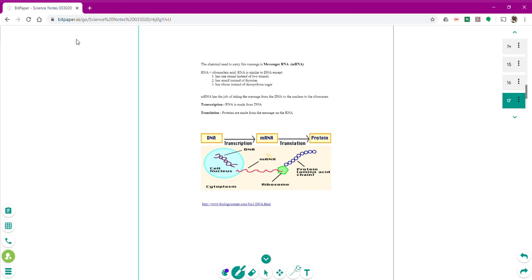Okay, here's another DNA, RNA, protein sort of thing. I don't think that this is any clearer, but if it helps you, please pause the video, study it, whichever.